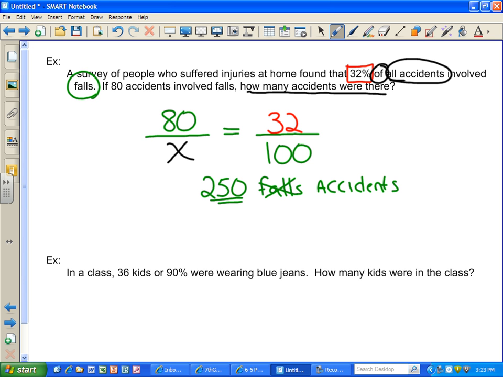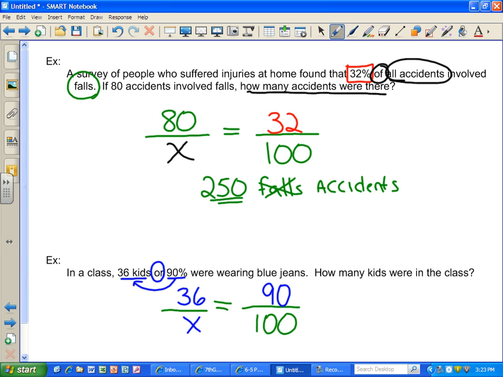Okay, let's look at the last question. In a class, 36 kids, or 90%, were wearing blue jeans. How many kids were in the class? Again, let's set up our proportion. The easiest thing to fill in is the percentage, which they told us is 90. So what is that 90 talking about? The key word here is or. 36 kids or 90%, so that 90% is talking about the 36 kids. So 36 kids is 90% of what? That goes on the bottom.